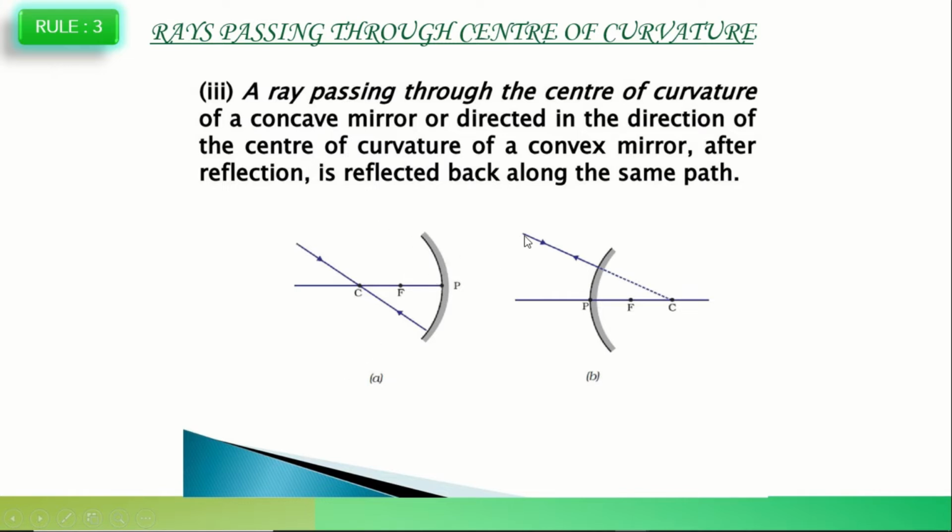In the convex mirror, the incident ray is moving along the path which is directed towards the center of curvature, this imaginary line. This shows that this incident ray is directed towards the center of curvature, whereas after reflection, this is the convex mirror. So when it reflects on that, the reflected ray also traces along the same path. It is not reflected here and there. It traces the same path itself. This is the third rule.